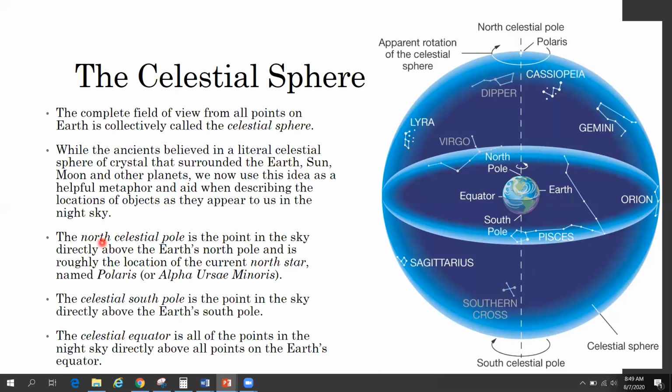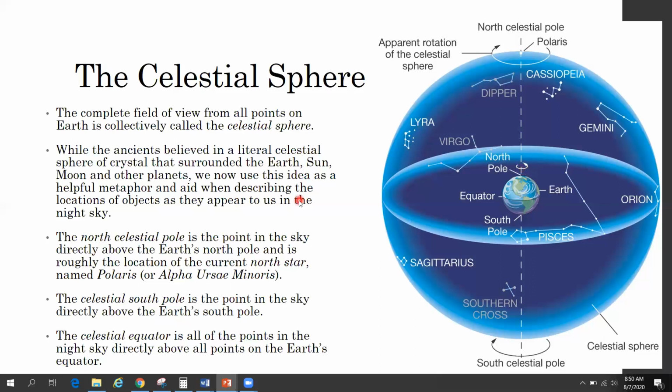We have the North Celestial Pole, the South Celestial Pole, and then we also have the Celestial Equator. And these are probably exactly what you might think of from their names. The North Celestial Pole is basically just the point in the night sky directly above Earth's North Pole. So if you were to go to the North Pole and look straight up into the night sky, or even the daytime sky too, either way, you would be looking at what we consider to be the North Celestial Pole of the celestial sphere.